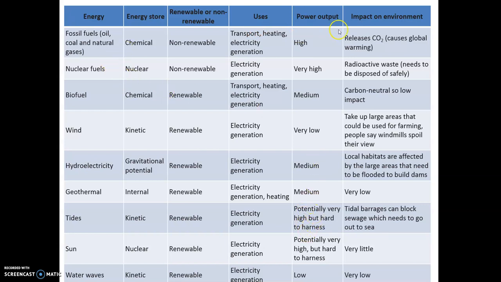So fossil fuels have a high power output. Wind has a relatively low power output. You need a lot of wind turbines to make up one fossil fuel power plant. The amount of energy given out per second in fossil fuels is high. And we've got impact on the environment.